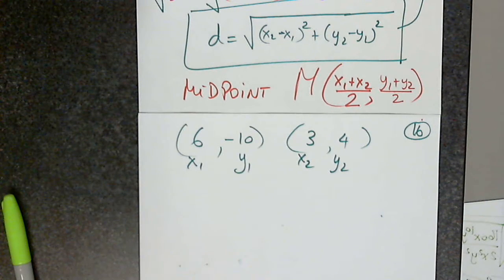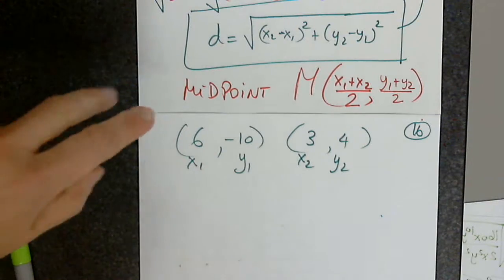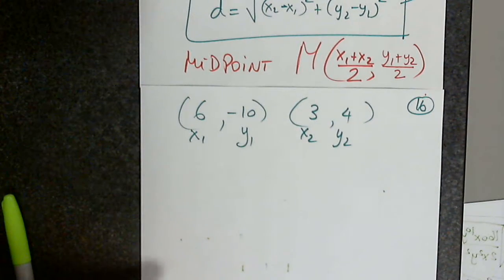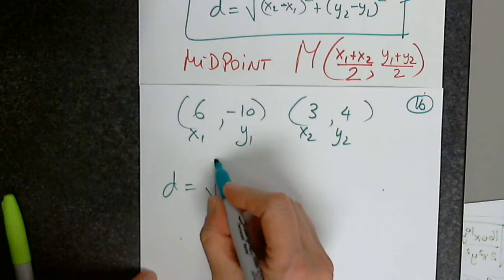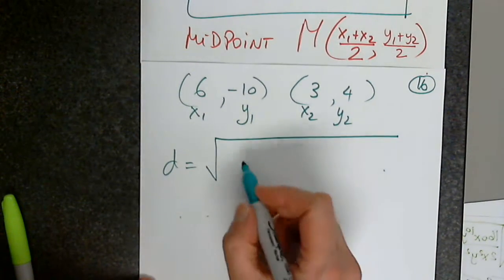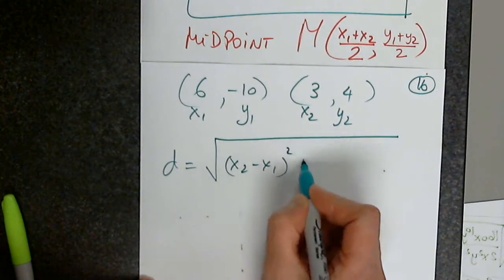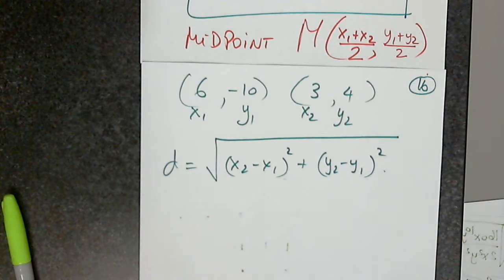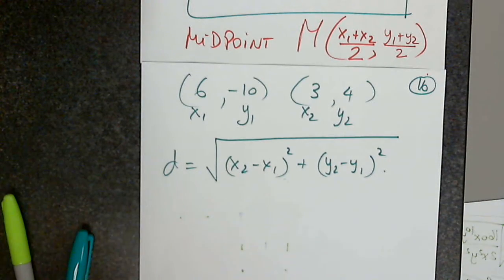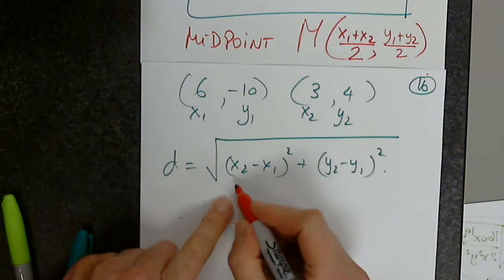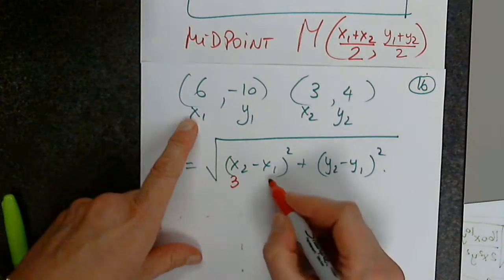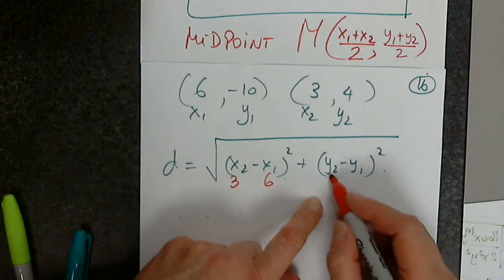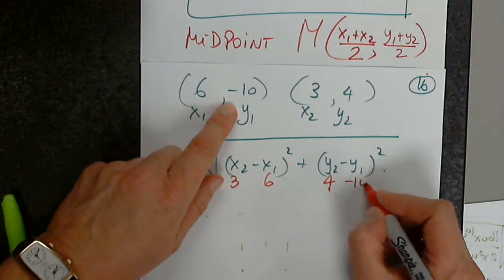It doesn't matter because the distance from me to you is the distance from you to me. It doesn't matter which one you consider your starting point. Very good. So then the distance will be between these 2 points. I write the formula first. x2 minus x1 squared plus y2 minus y1 squared. And I write underneath those. x2, I write 3 underneath. x1, I write 6 under. y2, I write 4. And y1, I write negative 10.